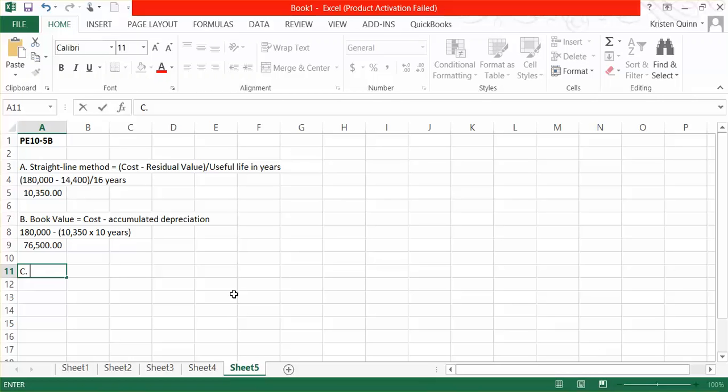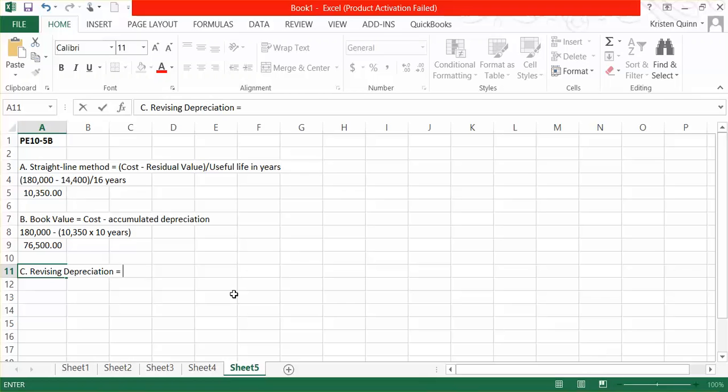In Part C, they tell us that our estimates have changed as of the start of the 11th year of use. They tell us that from this point forward, we believe that there'll be 8 more years useful on this asset, and therefore our residual value would drop to $10,500. They now want us to calculate our new depreciation expense per year for the next 8 years.